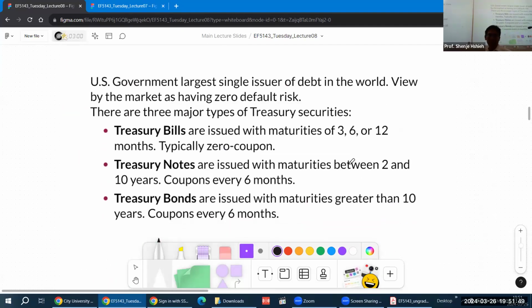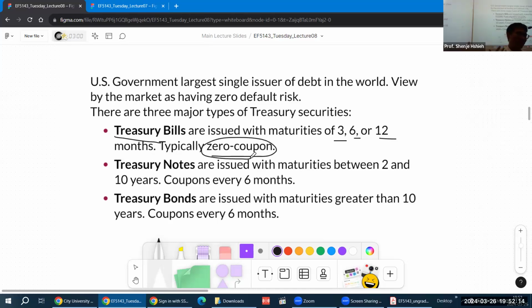All right. So I'm going to highlight the nomenclature or naming conventions of government securities for the US. I don't know, Chinese bonds may have different terminology, but I'm just telling you US. The US has three types of sovereign debt categories. One is called treasury bills or T-bills. They are issued with maturities of 3, 6, and 12 months. They are typically zero coupon.